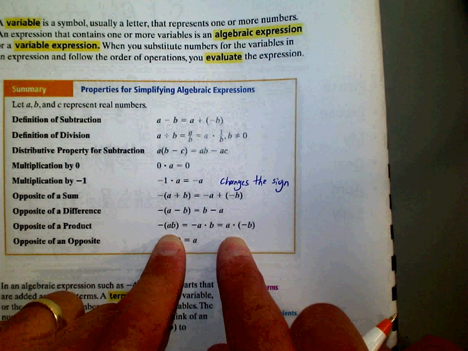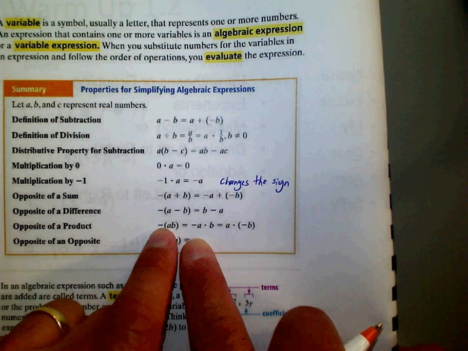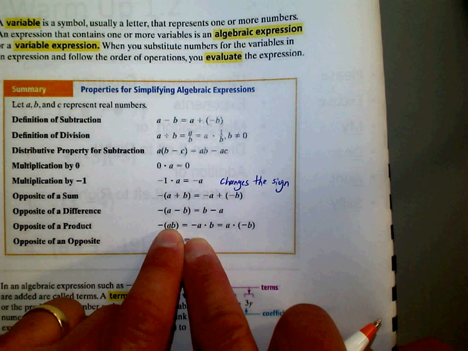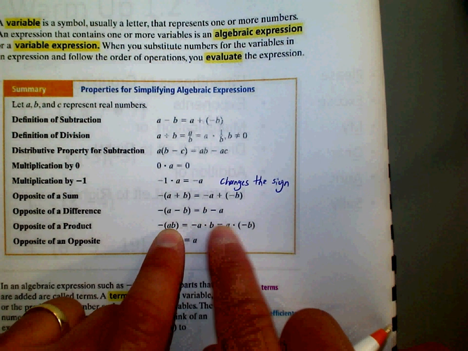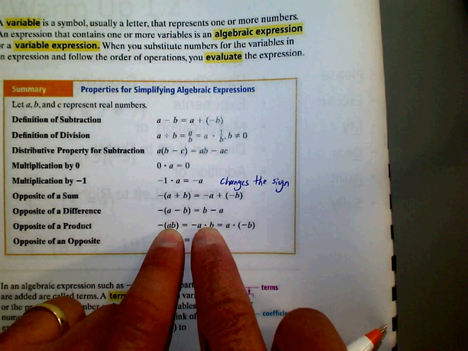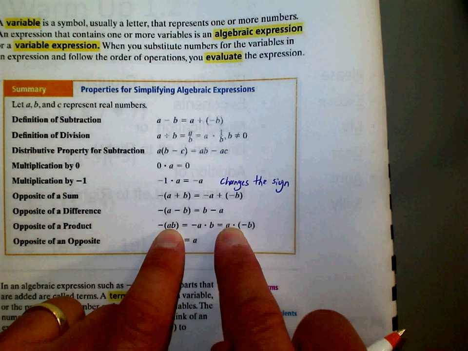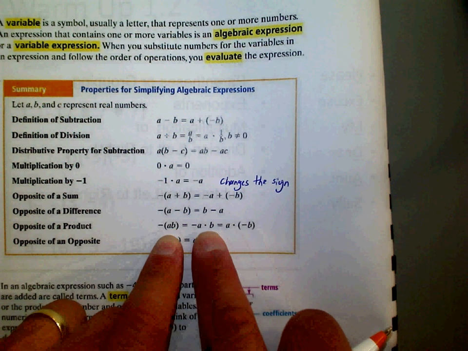This is just basic things for simplifying. If you had a negative on the outside of this parentheses, it would be applied to both. Negative a times the b, a times the negative b. That negative sign is in both parts.